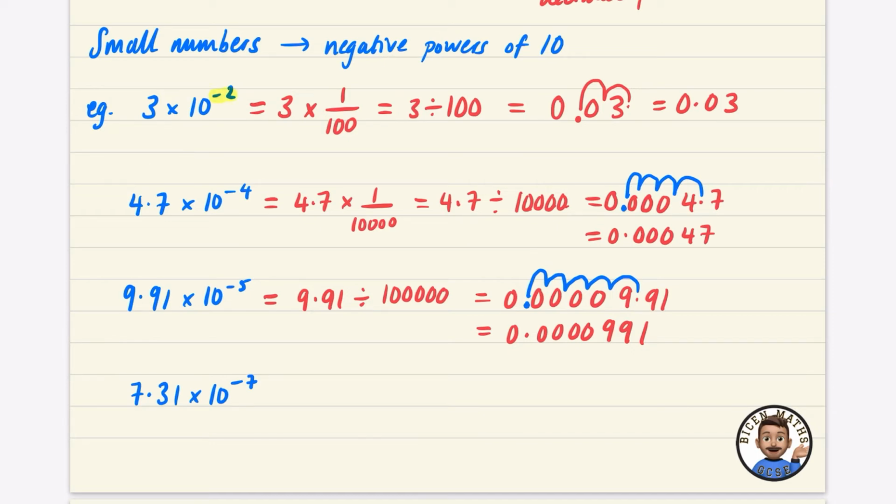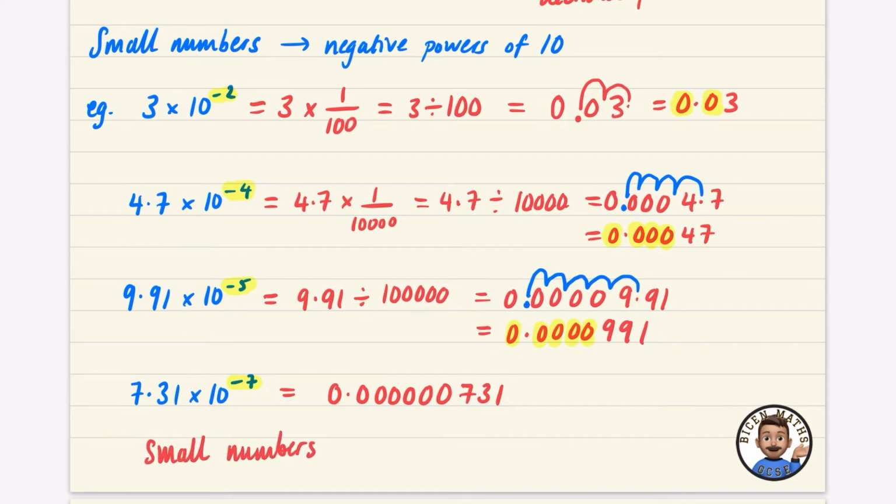Okay, I'm going to see if we can spot any patterns. Here, the power is minus 2, and we have 1, 2 zeros. The power is minus 4, and we have 1, 2, 3, 4 zeros. The power is minus 5, and we have 1, 2, 3, 4, 5 zeros. So here, the power is minus 7. Let's see if we can go straight to it. There is going to be 1, 2, 3, 4, 5, 6, 7 zeros. There are 7 zeros.